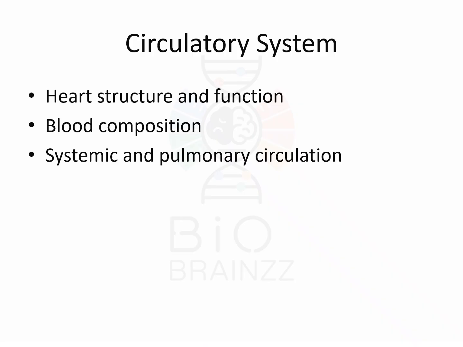Circulation occurs in two major pathways. Pulmonary circulation carries blood between the heart and lungs, and systemic circulation delivers oxygenated blood to the rest of the body.